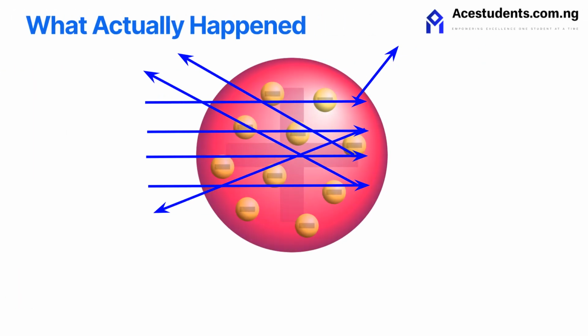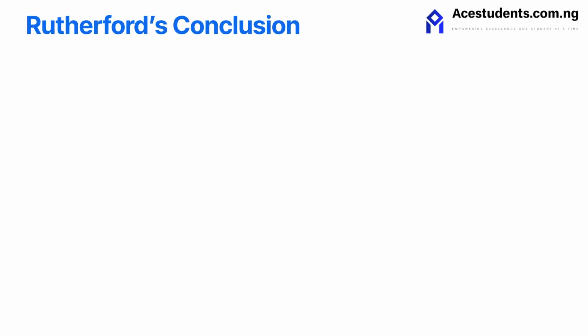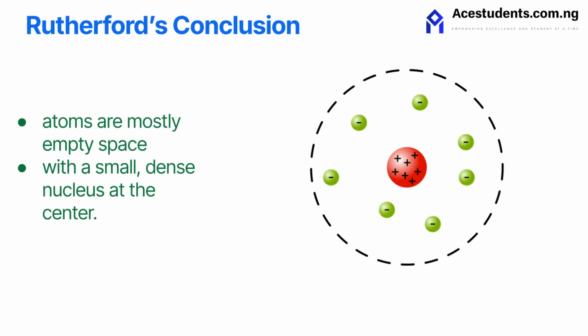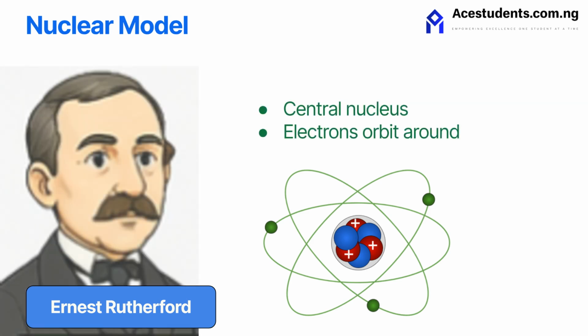While most particles passed through, some were deflected, and a few even bounced straight back, indicating a dense core. Rutherford concluded that atoms are mostly empty space with a small, dense, positively charged nucleus at the center, causing the deflections. This led to the nuclear model. In this model, the atom has a central nucleus, and electrons orbit around it, like planets orbiting the sun.